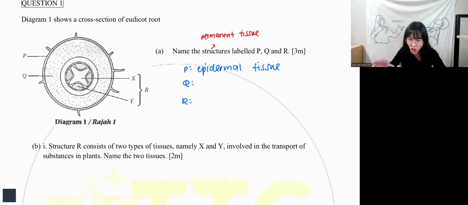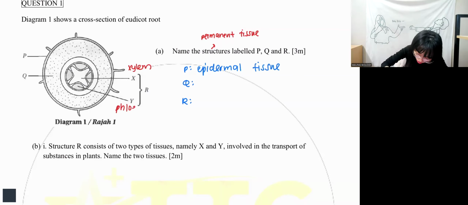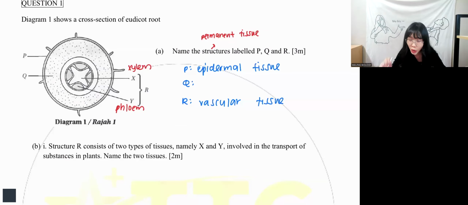For Q and R, if you don't know what they are, we will look at R first. Can you see R? We have X and Y, and the X has a star shape. If there is a star shape, X is a xylem. What about Y? Y is a phloem. So xylem and phloem together, R is known as vascular tissue. This is not a vascular bundle because vascular bundle can only be used in stem and leaf. This is a root, so it's a vascular cylinder.